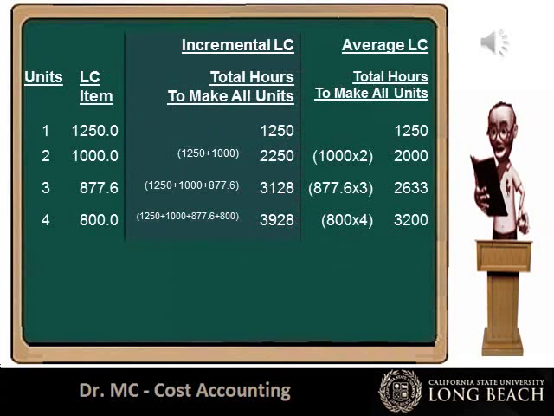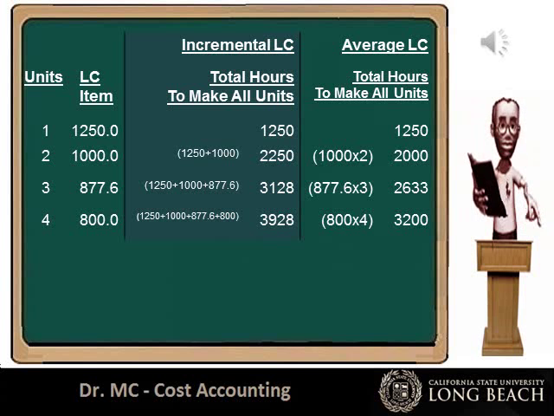In this slide, you can see how the different interpretation given to the numbers reported by the learning curve will give you different total costs. With the incremental learning curve, the total hours to make the first unit is 1250. The total hours to make 2 units is the hours that it took to make the first unit, 1250, plus the hours that it took to make the second unit, 1000. So, the total is 2250 hours.